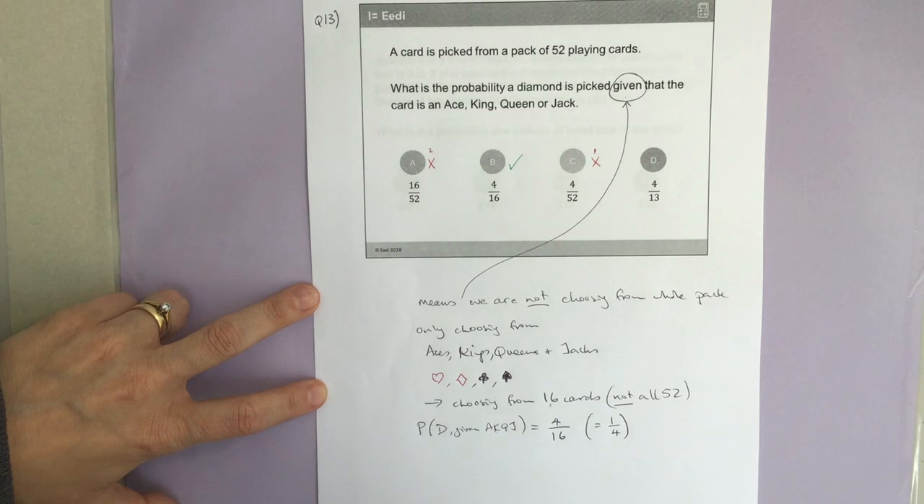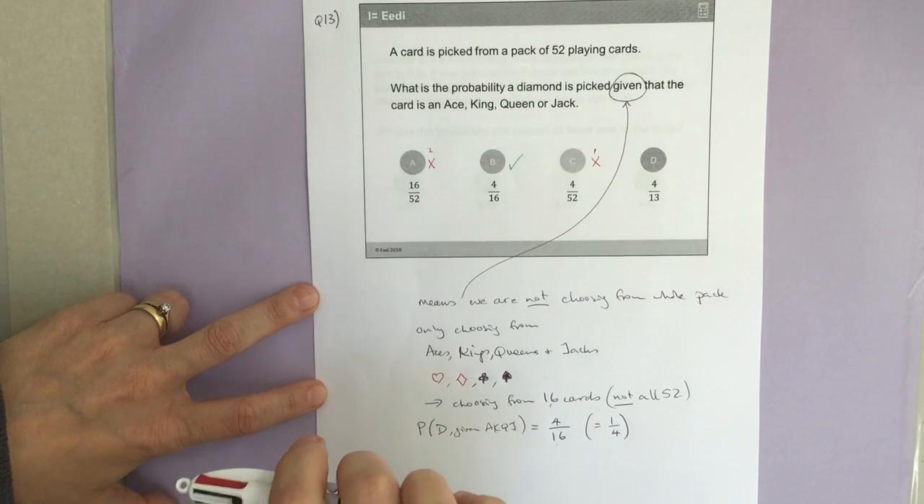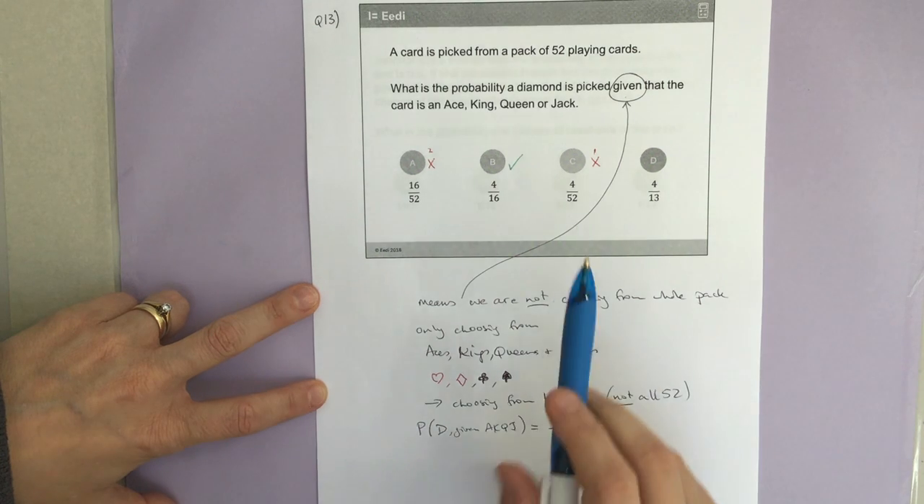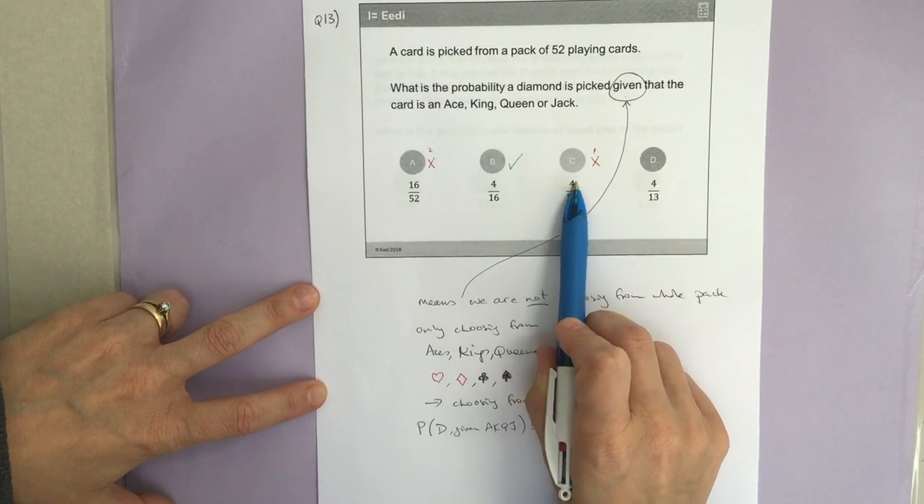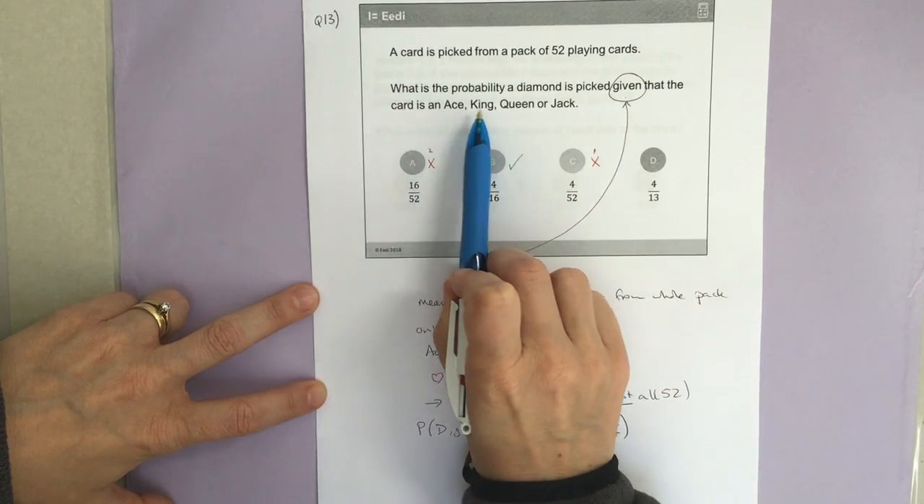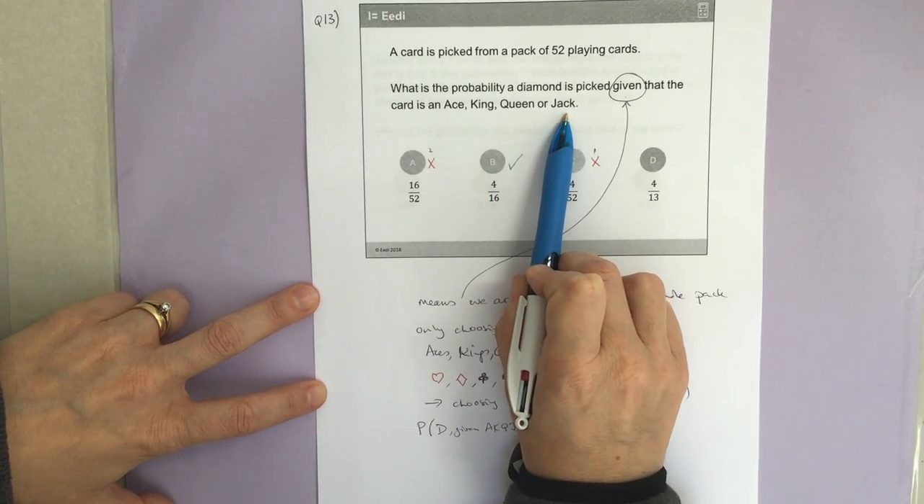Let's just have a look at our incorrect answers then up here. So I'll just write on these up here. Our incorrect answer, this one was done worse, and I can see what's happening here. People are choosing, I think, probably the correct 4 cards, the ace of diamonds, king of diamonds, queen of diamonds, jack of diamonds.